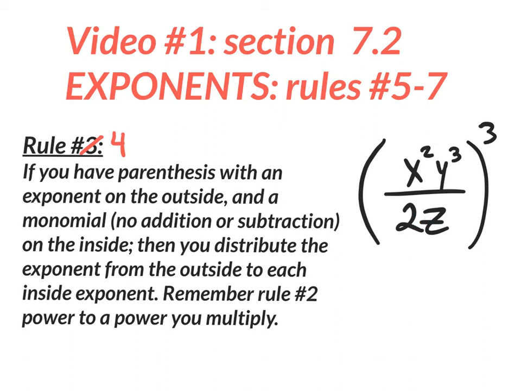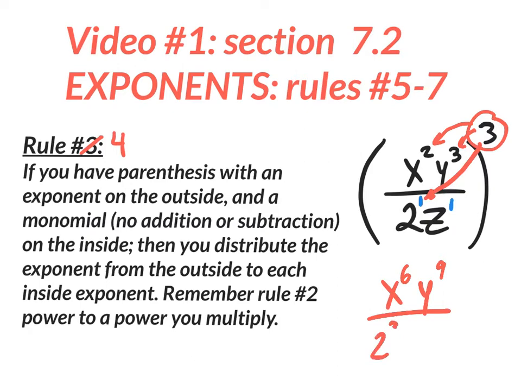All you have to do is distribute the outside exponent into each and every exponent on the inside and make sure you multiply. Because of rule 2, a power to a power, you multiply. So again, the 2 has a 1 and the z has a 1. So let's distribute this exponent of 3. And 3 times 2 is 6. So on our answer, we're going to get x to the sixth. 3 times 3 on the y is 9. So on our answer, we're going to get y to the ninth. And on the bottom, when you distribute 3 to the 1, or you multiply 3 times 1, is 3. So you get 2 to the third. And again, distribute the 3 to the z. So 1 times 3 is 3. So you get z to the third also down here.